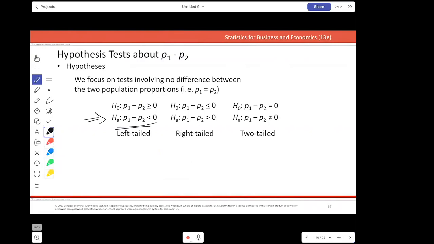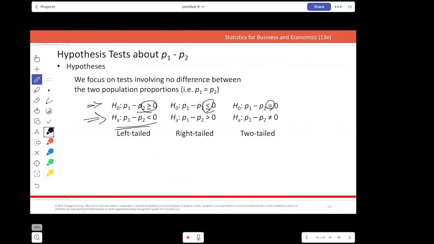And then if we are looking at simply that there's been a change between the proportions, then it will be P1 minus P2 is not equal to 0. Always remember that the equal sign must be in the null hypothesis. So greater than or equal to, less than or equal to, or equal to must be in the null hypothesis, because we have to assume a value for that difference. The null hypothesis has to assume a value. So that's why I need the equal sign in there.